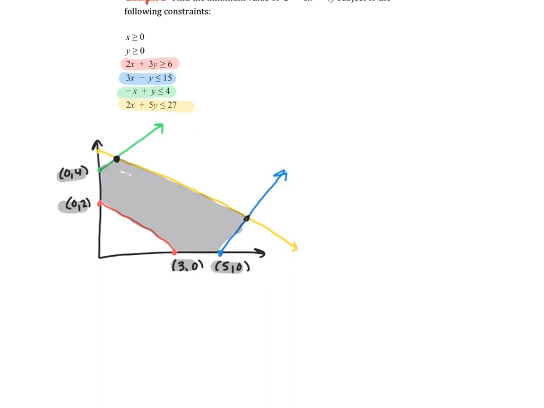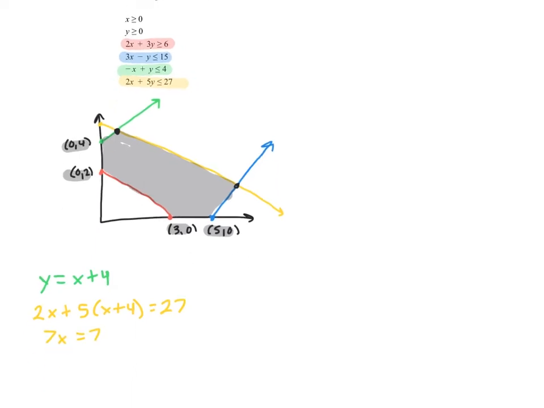So I'll start with my green equation, and I'll use substitution. So I'll say y equals x plus 4, and I'm going to substitute that into the yellow equation. So we can say 2x plus 5 times (x plus 4) equals 27. Then we have 7x equals 7, giving us x equals 1. And then you can substitute that back into green, and you get y equals 5. So this coordinate is at (1, 5).